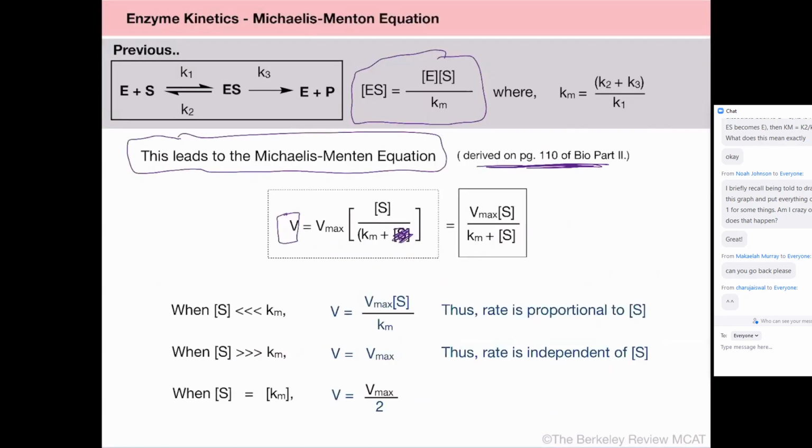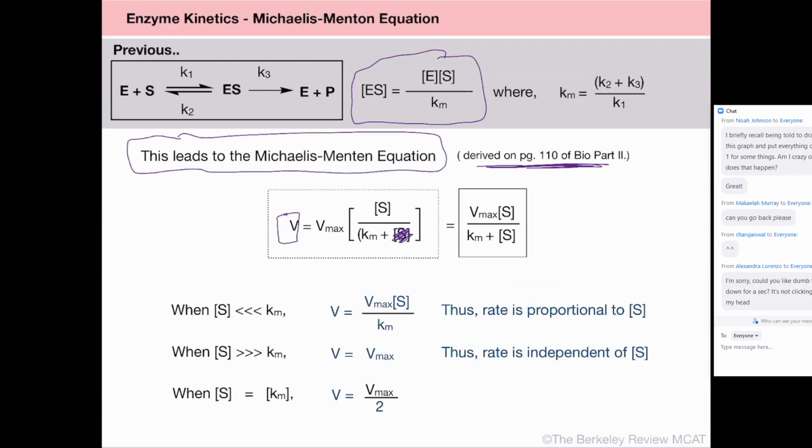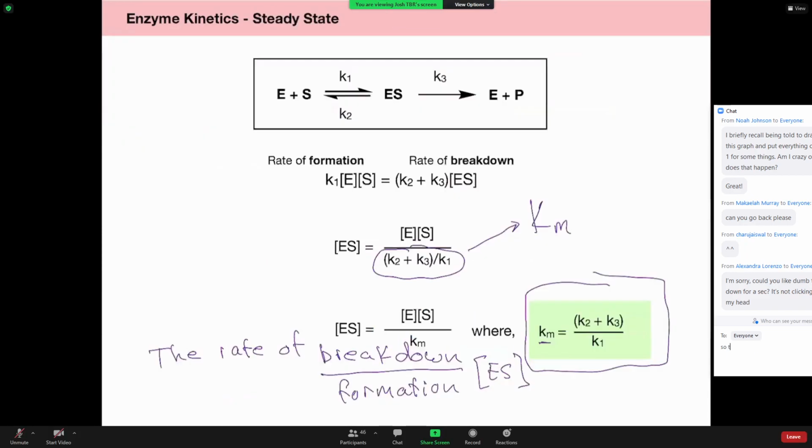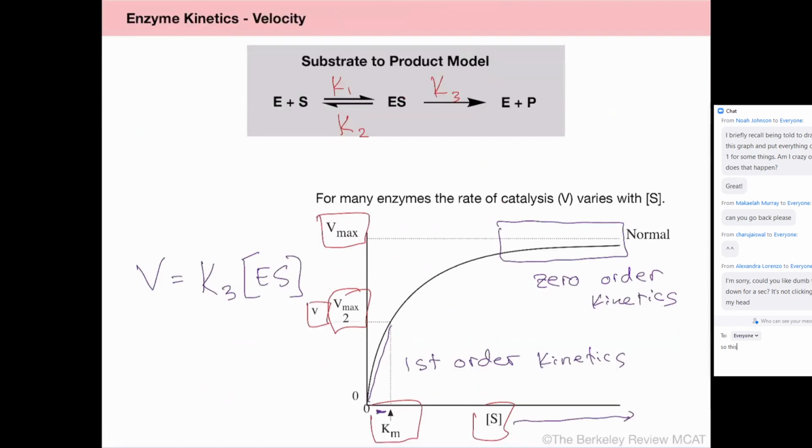Similarly, what happens when your substrate concentration is way bigger than your Km? That essentially eliminates Km, which means just Vmax times substrate over substrate, Vmax over 1. So your velocity will just equal your Vmax, which is saying rate is independent of your substrate concentration. If you go back over here, that's going to correspond to your zero order kinetics.